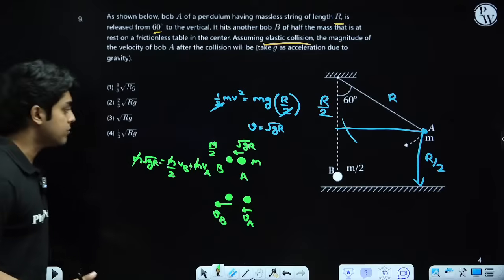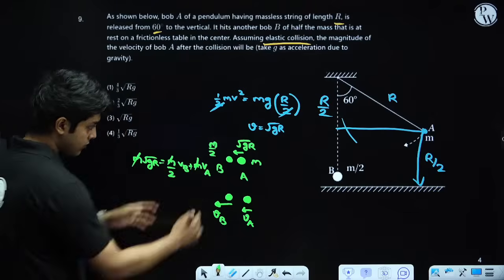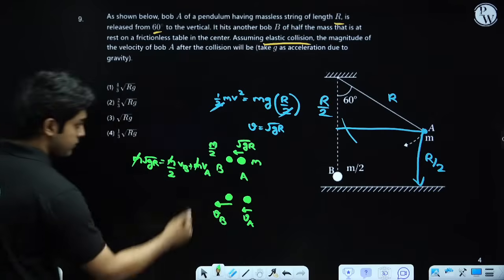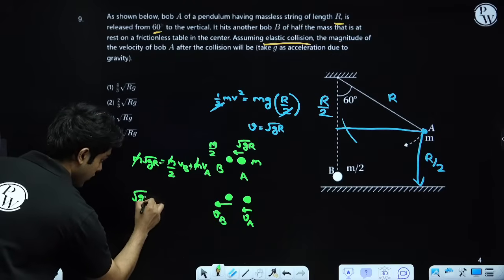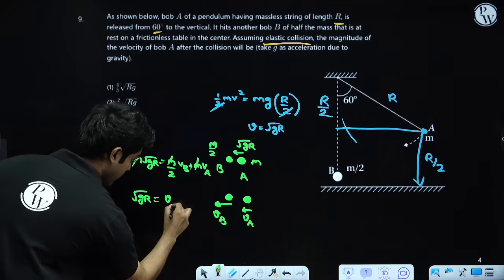Okay, so we'll speed it up. So yeah, now we'll write the velocity. Now the velocity of approach equals velocity of separation. So root gr equals VB minus VA.